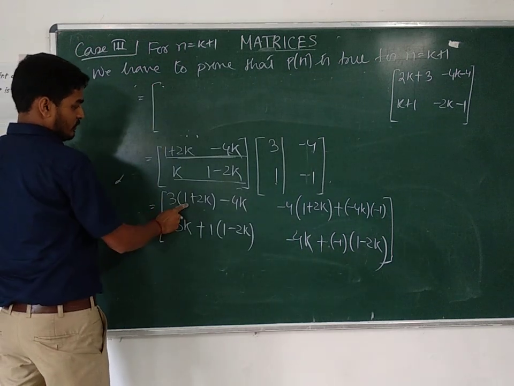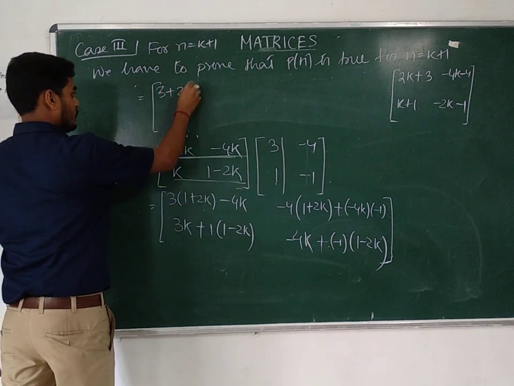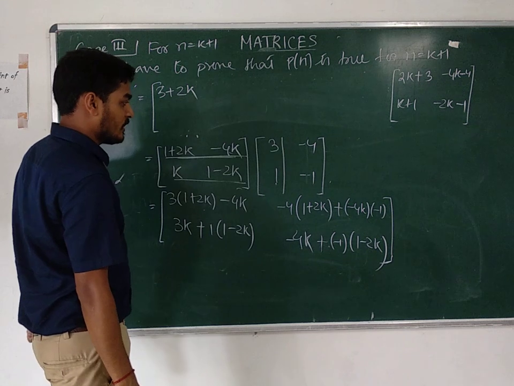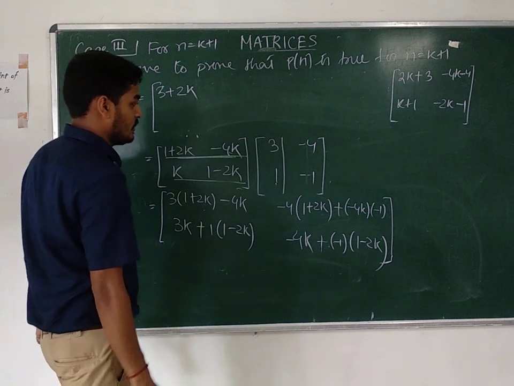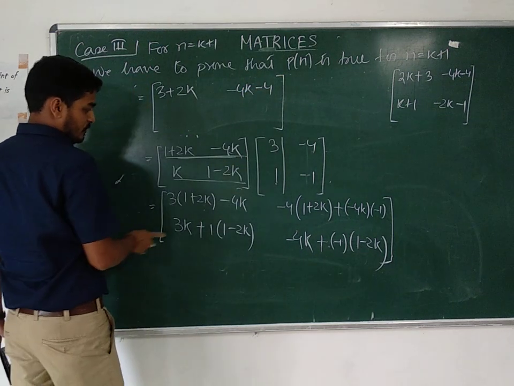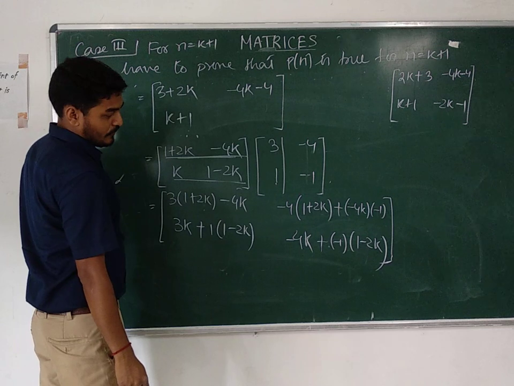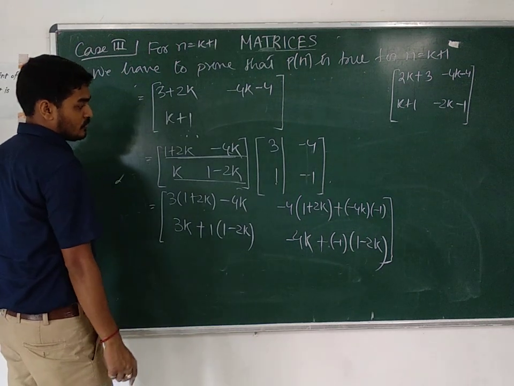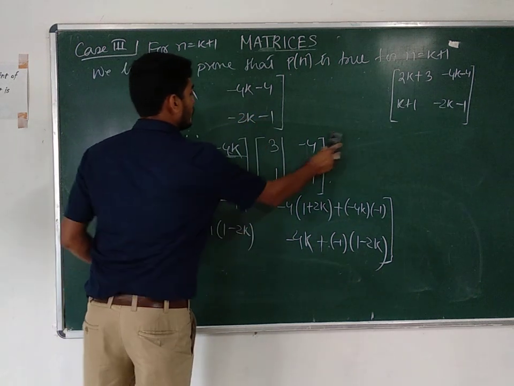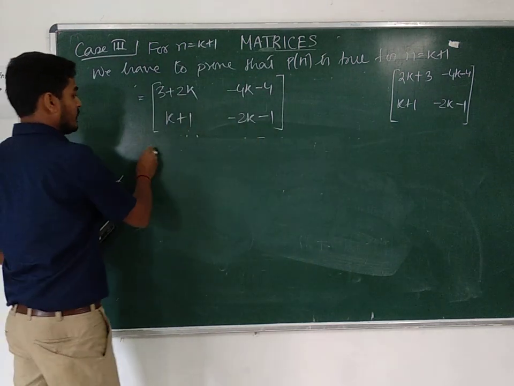What do we get? It will be 3 plus 6k, so obviously 3 plus twice k. And it will be what? 4k, 8k minus 4, that means minus 4k minus 4. Okay, and it will be k plus 1, and it will be what? Minus 4k plus twice k, so minus twice k. Okay, what have we got? Have we got the right hand side? Yes, we have got the right hand side.